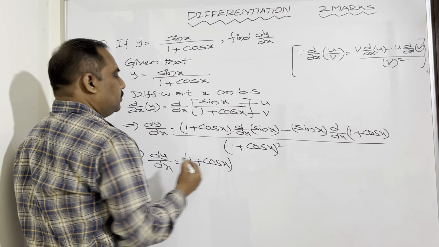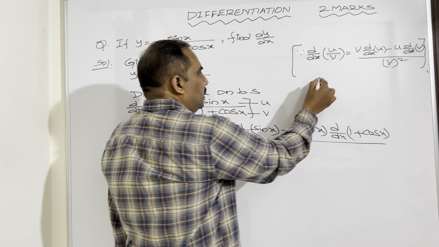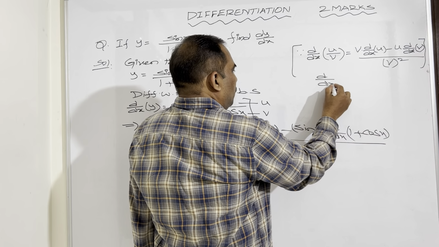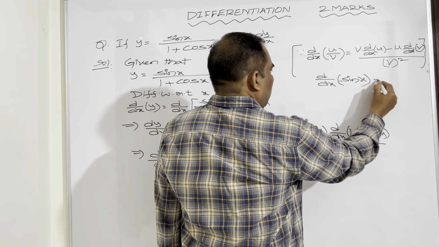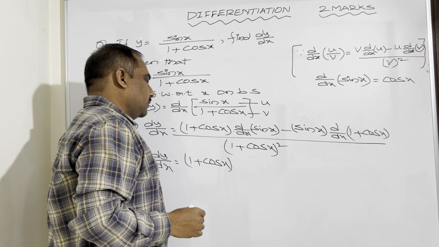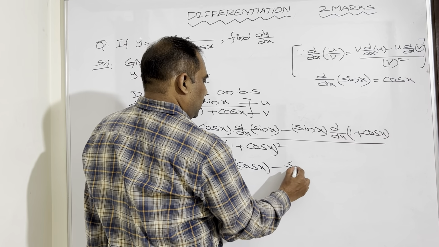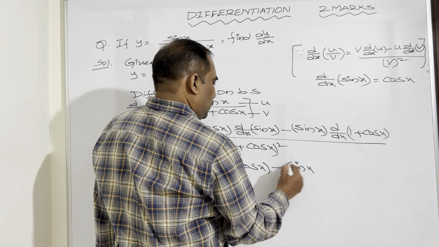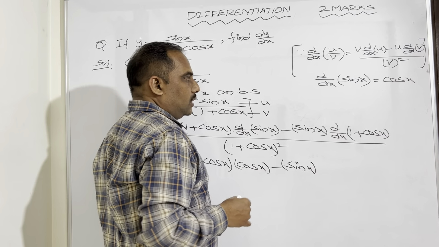So now this implies dy by dx is equal to 1 plus cos x into derivative of sin x, that means d by dx of sin x. The derivative of sin x is a standard form, we know that d by dx of sin x is cos x, so that's why here into cos x, and minus sin x into derivative of 1 plus cos x.